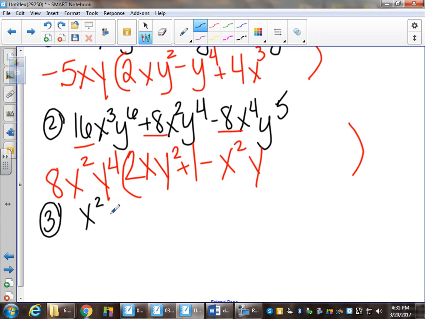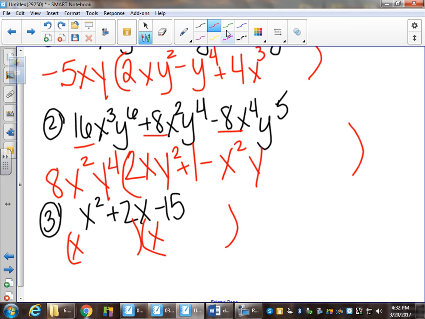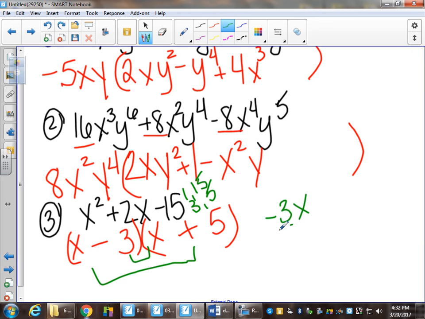Number 3, x squared plus 2x minus 15. You're asked to factor that out. We know we're going to have 2 x's here. Some factors of our c that might add to b. We have 1 and 15, 3 and 5. So let's do 3 and 5 because we know that can some way add to be 2. If we have a positive 5 and a negative 3, let's check it. Inner is negative 3x. Outer is 5x. That gives us a 2x. And negative 3 times 5 gives us a negative 15.